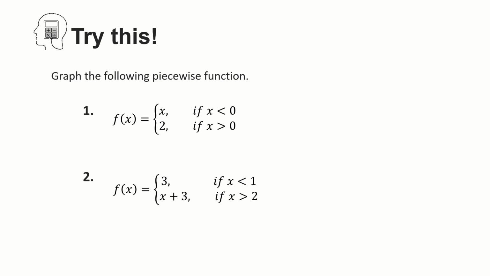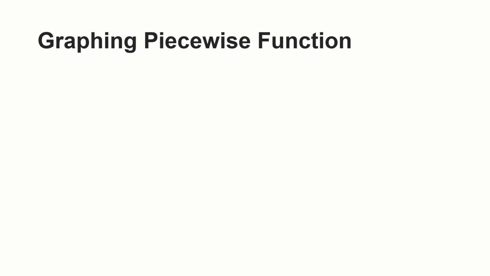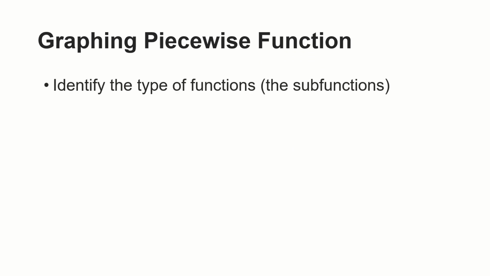So before we discuss the answer to this practice problem, let us first learn how we graph a piecewise function. Graphing a piecewise function, first we need to identify the type of functions of our subfunctions. So our piecewise function is defined by different subfunctions, so 2 or more subfunctions. And these subfunctions are not always the same.